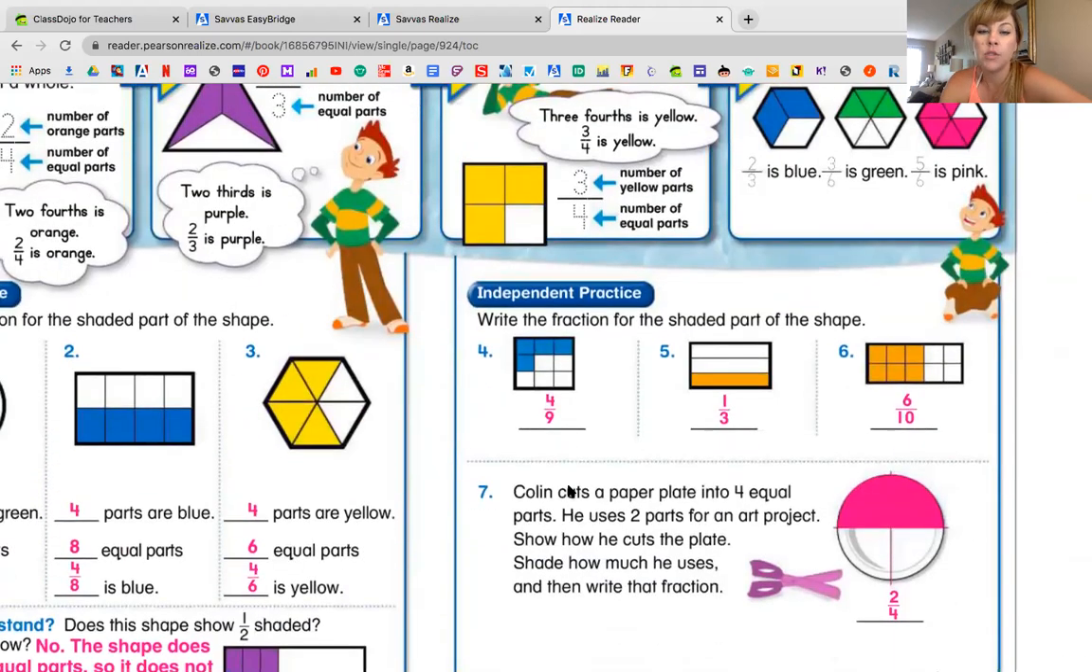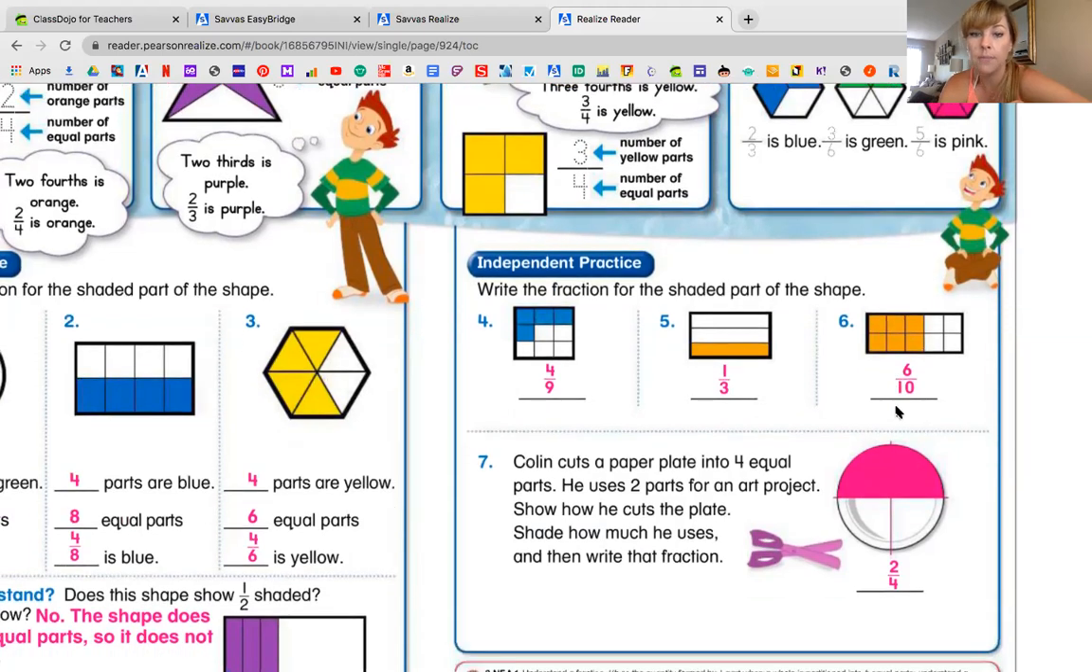Okay. So once again, if you count these, there's 4 blue and a total of 9. So 4 of 9 are blue. 3 pieces, 1 is orange. So 1 of 3 are orange. I have 10 pieces here, like a 10 frame. 6 are orange, so 6 of 10 are orange, okay?